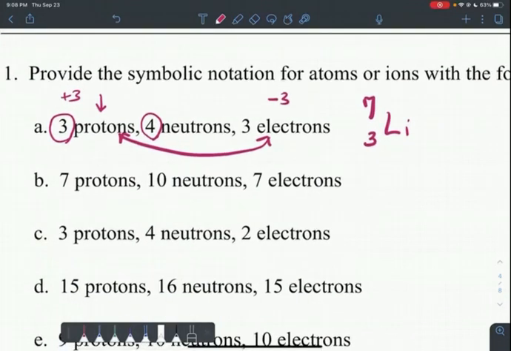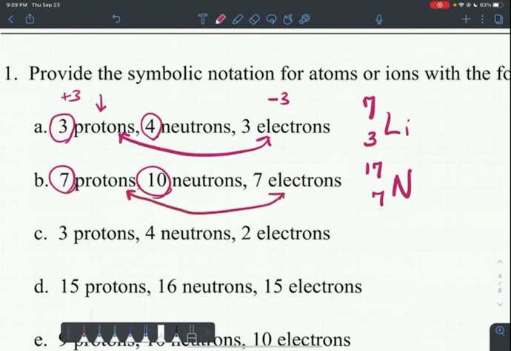B, 7 protons. 7 protons is nitrogen, so that's nitrogen 7. You're going to add your protons and your neutrons here and here in order to get your mass number. That is 17. Now you have 7 electrons. We compare here and here. So we have positive 7, and we have -7. That gives me 0, so I don't have to write anything else.